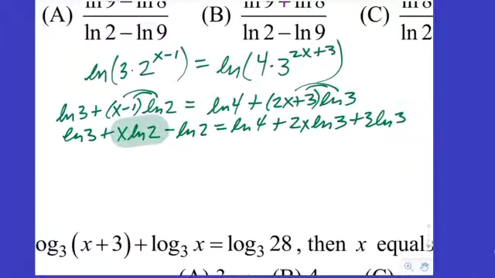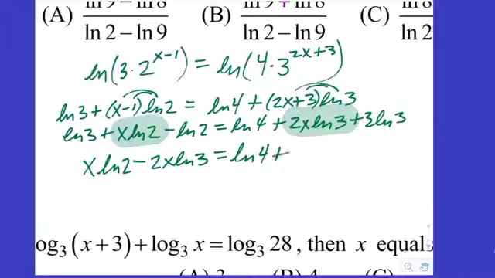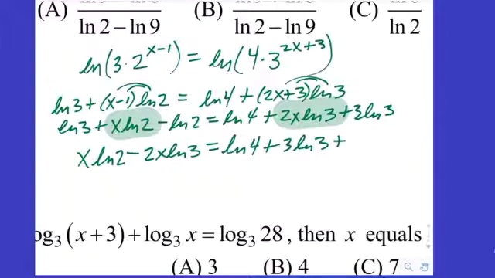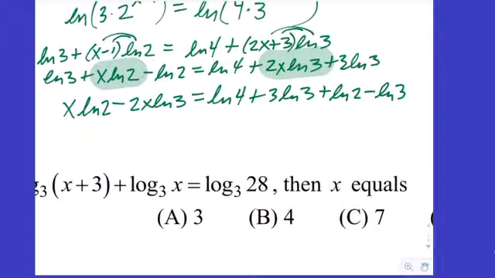All right, so now we're going to collect our like terms, and we're going to get the x's on the left. So there's a term with an x, there's a term with the x. Bring them across. The x ln of 2 is already there. The other one becomes a minus when you bring it across, equals, and then everything that's not highlighted is going to go on the right side. So the natural log of 4 is already there. The 3 natural log of 3 is already there. And so we bring other things across. We get plus natural log of 2 and minus natural log of 3. The signs change when you bring them across.